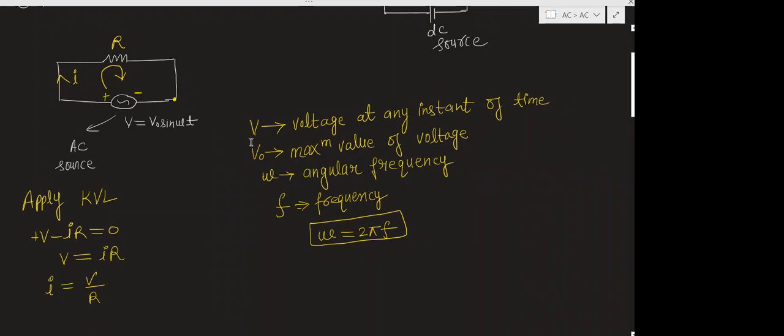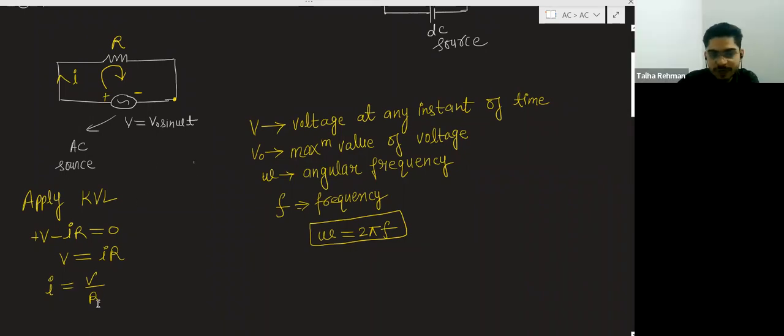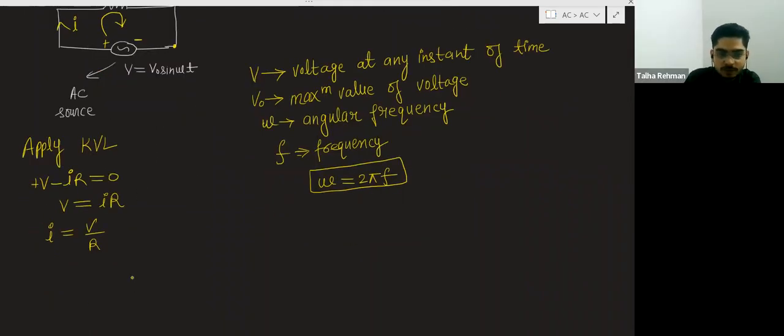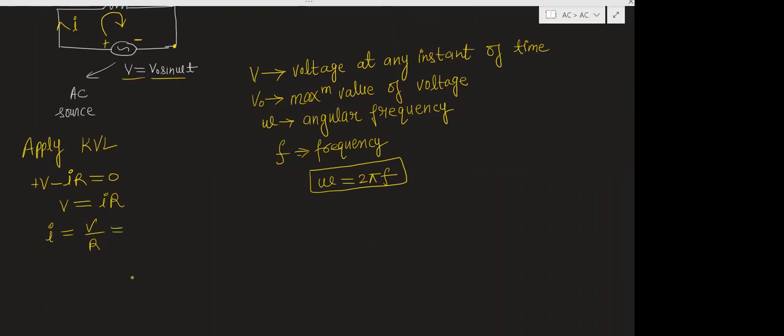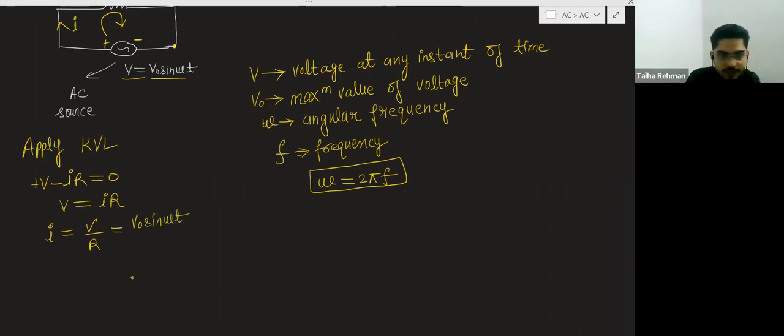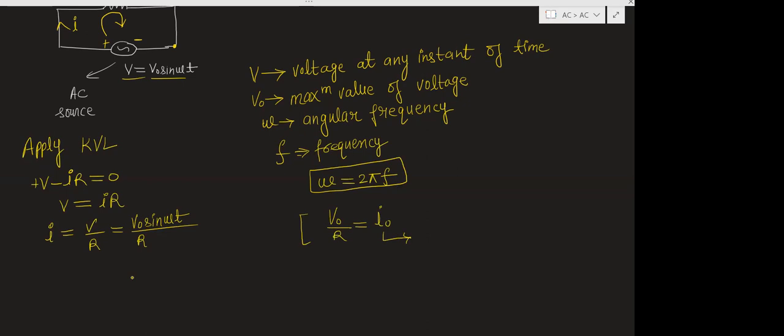Always I am talking about. So current is equal to V by R. So what is V? V from here, voltage, V naught sine omega t. V naught sine omega t divided by R. And what is V naught by R? Remember, V naught is the peak voltage or the maximum voltage divided by R. This is given by the maximum current, or I naught. What is I naught? Peak current or maximum current.